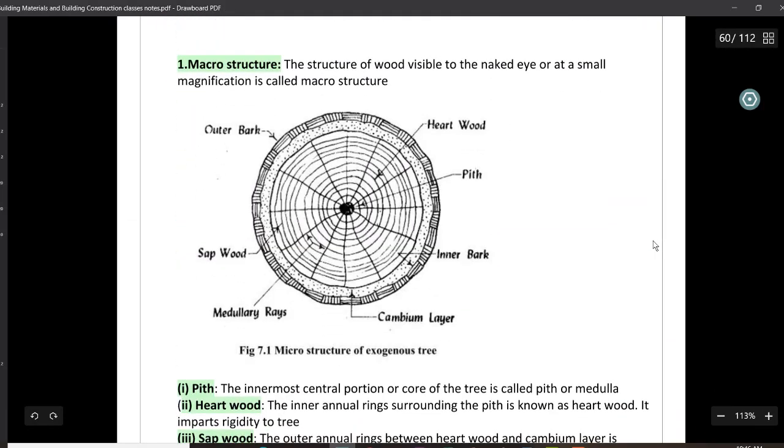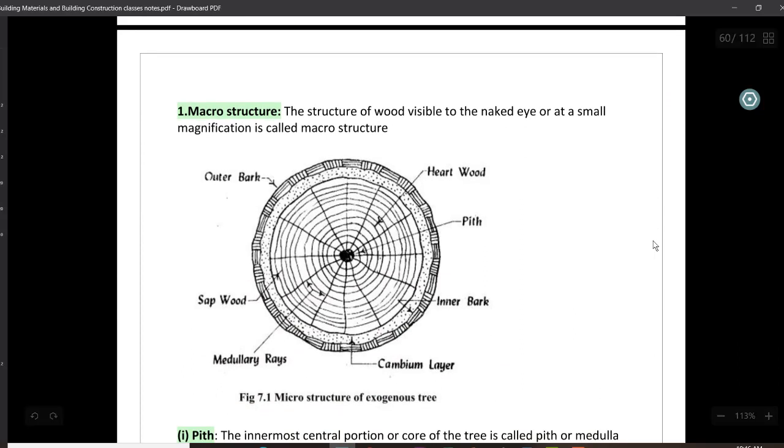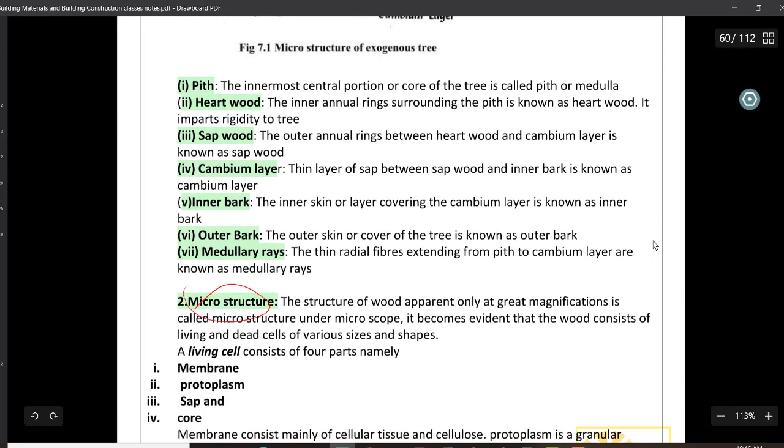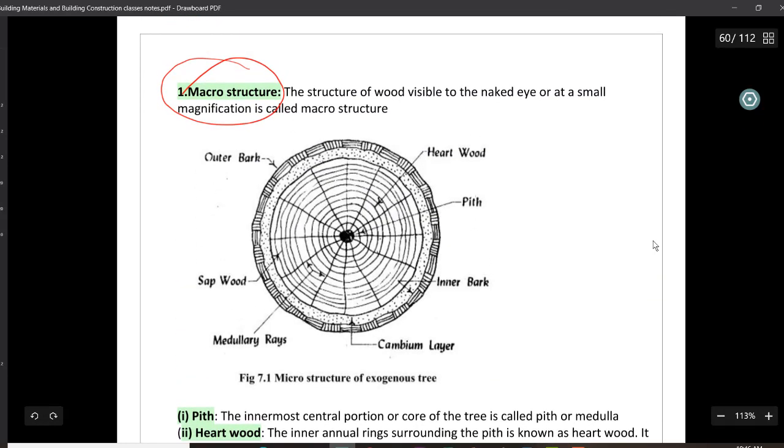Let me teach you this first, the structure of trees. So if you are cutting a tree, obviously you can see two things. One is macrostructure, second is microstructure. Microstructure means on the microscopic level, the cellular structure, the cell size of the wood. If you are seeing that, you will be seeing this microstructure. But what you can see with your naked eye, that is called macrostructure. So first this is the pith, the central part is the pith. Around it, these annular rings, we call it heartwood. These basically have a lot of strength.